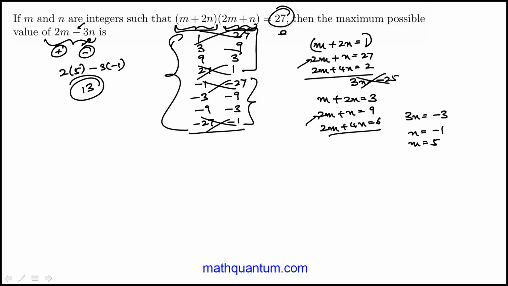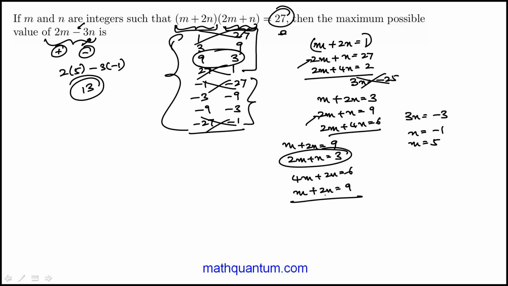Now, if you look at the other solution here, 9 and 3, m plus 2n is equal to 9, and then 2m plus n equal to 3. Again, we double this: 4m plus 2n equal to 6. m plus 2n is equal to 9. Subtract them. 3m is equal to minus 3. m is minus 1. If we plug that in here, n turns out to be 5. In this case, the answer will be negative, but it gives you a clue. This would be minus 17.